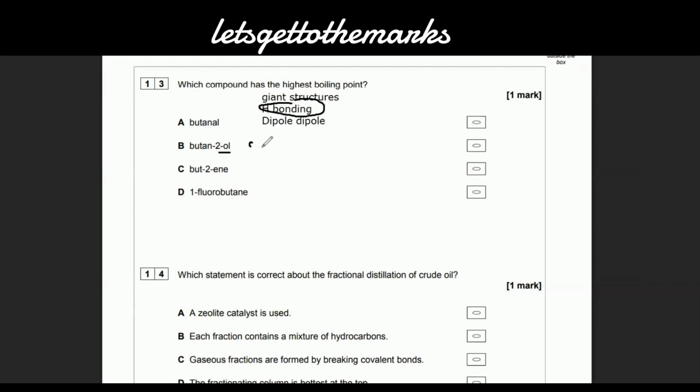It's going to have that OH group. So we're going to get hydrogen bonding. But-2-ene, no, that's just going to be your Van der Waals or whatever. And 1-fluorobutane. Okay, so you've got a fluorine atom, so you can have a bit of dipole, but none of it is as strong as H bonding. We've got no giant structures there. So it is going to be this one with the hydrogen bonding.